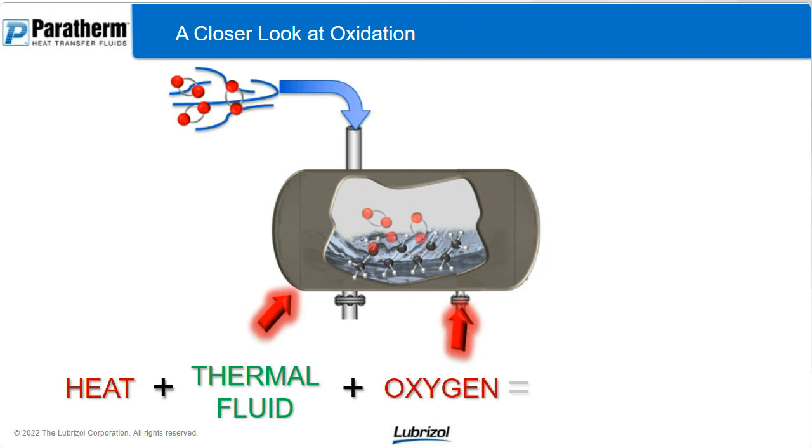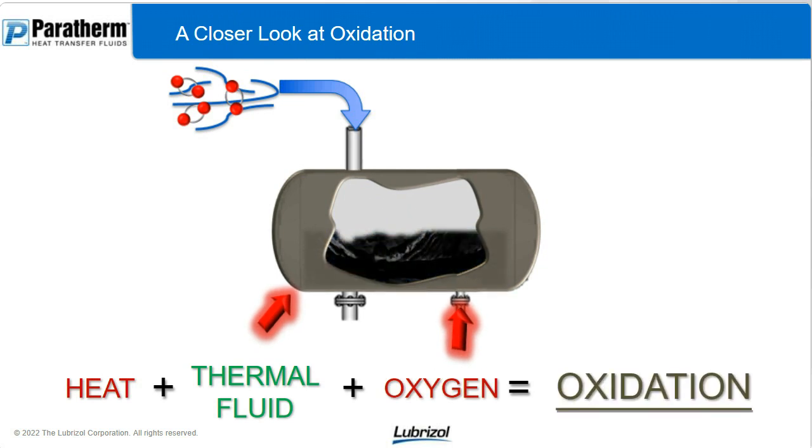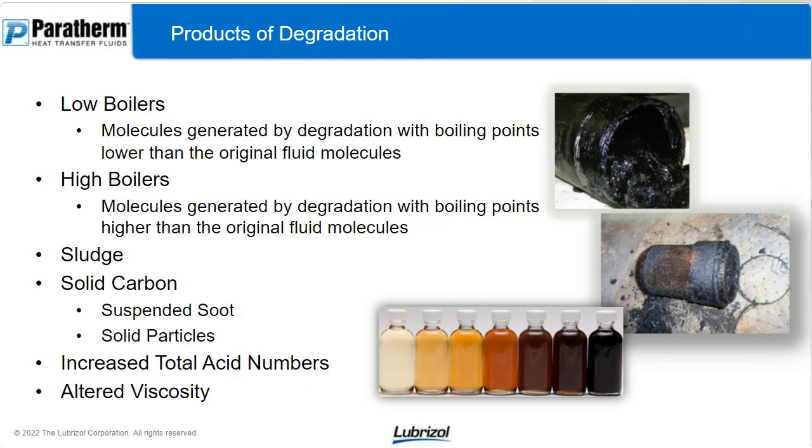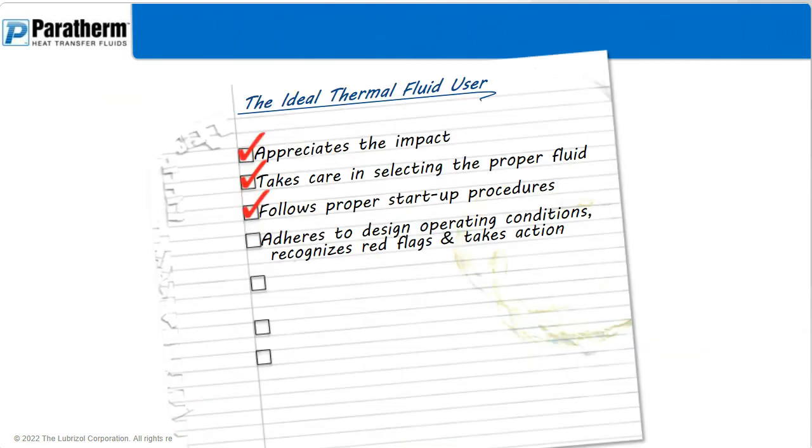The product of oxidation ultimately is high acid number, which then mixes with the solid particles from the degradation and creates something we call sludge. So the products of degradation, low boilers, high boilers, these are just changes from the intended design of the fluid. Sludge buildup, solid carbon, and as these items build up, the efficiencies go down, the flow rates go down, and the degradation just starts compounding, and you get into a negative swirl where ultimately you're going to have plugged lines, you're going to have flow issues that you might not even be able to get the system started, and you can lead to a lot of maintenance and a lot of downtime if this happens. So recognize those red flags and take action on them.